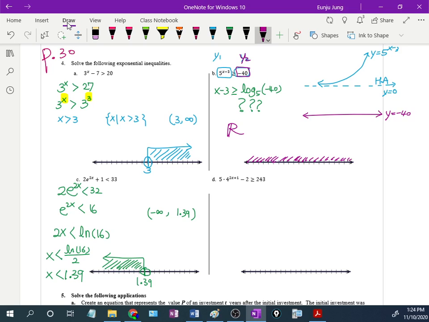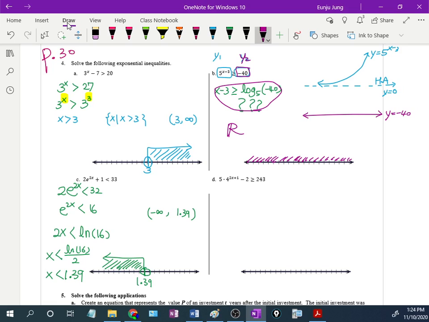Is it confusing? And I'm not saying no solution, because this one doesn't make sense here, okay? I need to think about a different way of solving it. So I graphed it, and I noticed that the blue one is always above 0, actually. So it is automatically greater than negative 40 all the time. So all real numbers can go in the x place. So the solution for this inequality is all real numbers. In all real numbers, this is a true statement. Make sense?